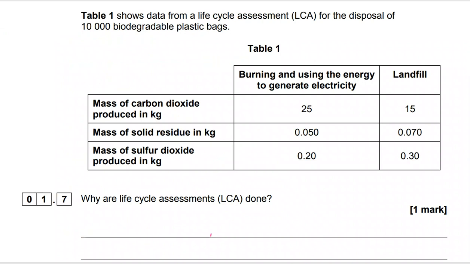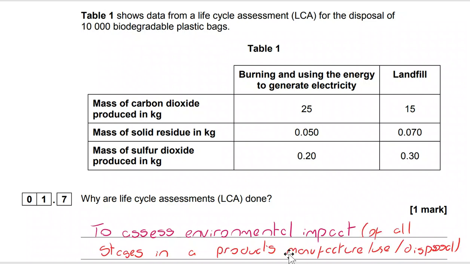We move on to 1.7. We've got a lot of information here about the amount of carbon dioxide produced, solid residue produced, sulfur dioxide produced in making 10,000 biodegradable plastic bags. It's part of a life cycle assessment. You have to know what we mean by the term life cycle assessment. A life cycle assessment is something that assesses environmental impact. And remember that when we assess that impact, we're thinking about the manufacture of the products, the ongoing use of the products, and the eventual disposal of the products.